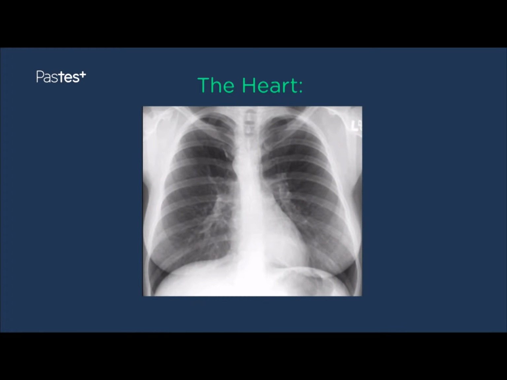It's important to understand that there are normal variants. Here we see a right-sided aortic knuckle, often misdiagnosed as paratracheal lymphadenopathy, but this is a normal variant. It can be associated with other pathologies, but these are not seen on this plain film.